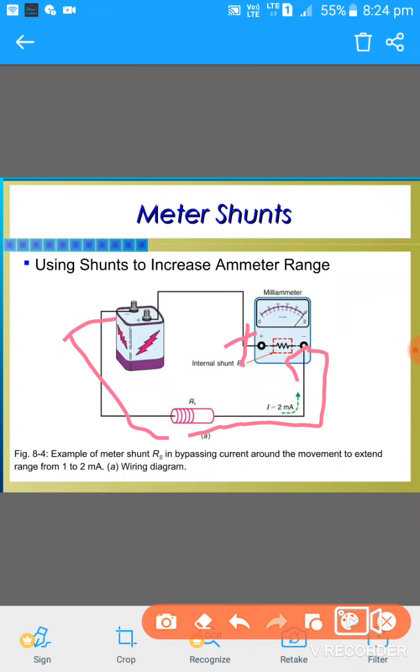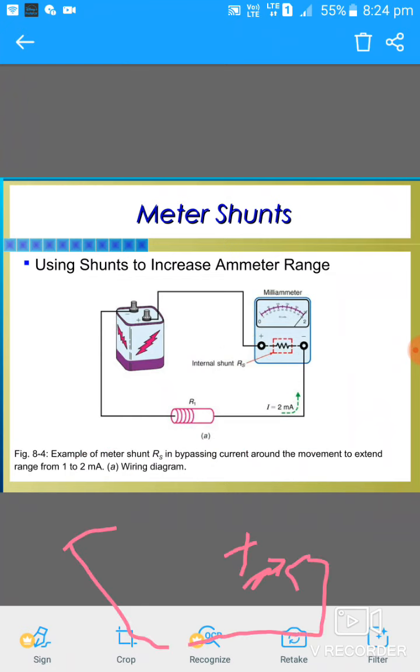So student, this is the meter shunt RS, right student, bypassing current around the movement to extend the range from 1 to 2 milliampere. So student, this is the working circuit diagram of the meter shunt.